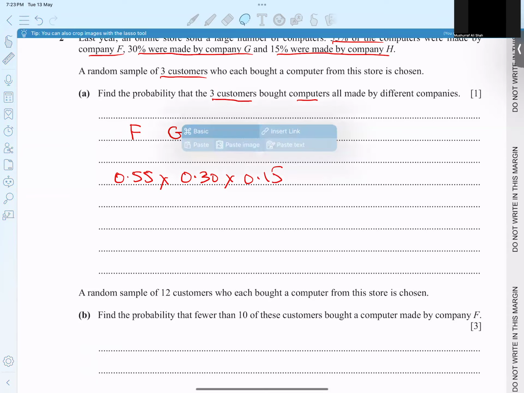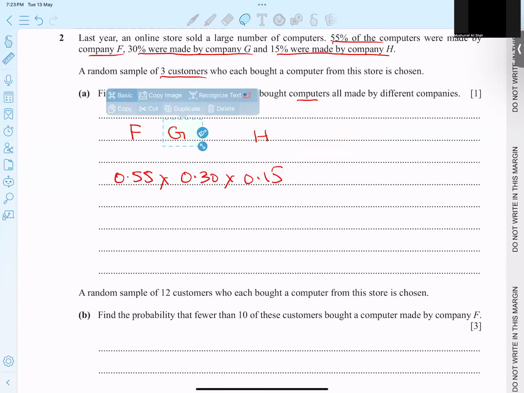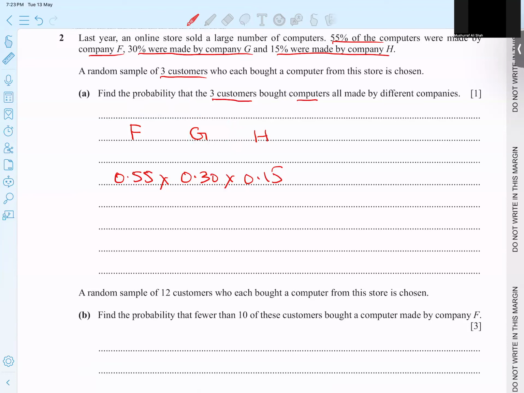But the interesting part is that there are 3 possible ways. I think I discussed many times, whenever we have 3 things, for example A, B, C, or I can say 1, 2, 3, how many ways can we arrange them? 1, 2, 3 and 1, 3, 2, 2, 1, 3, 2, 3, 1, 3, 1, 2 and 3, 2, 1. So we can say 3P3. This is the number of ways.